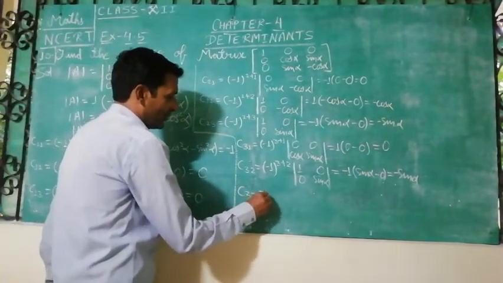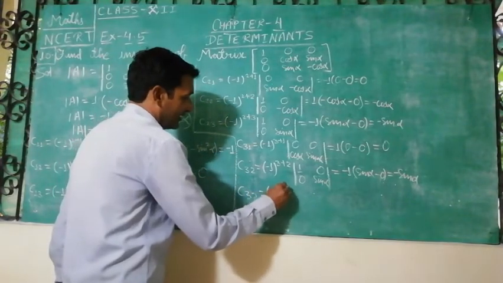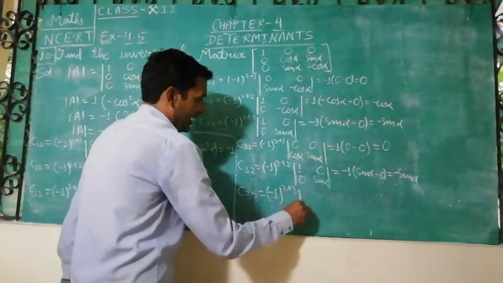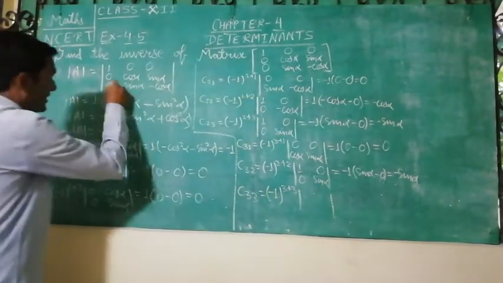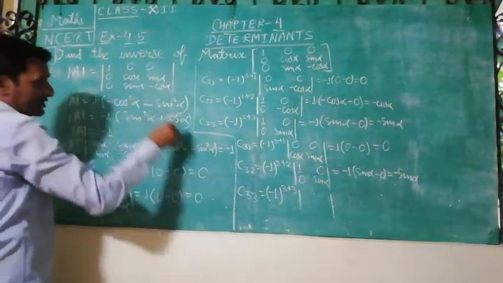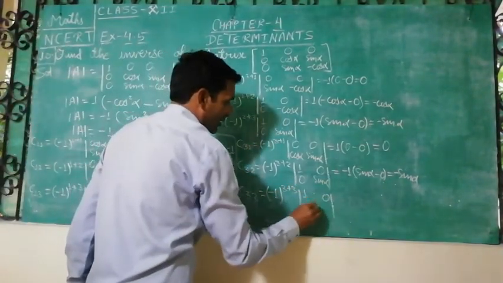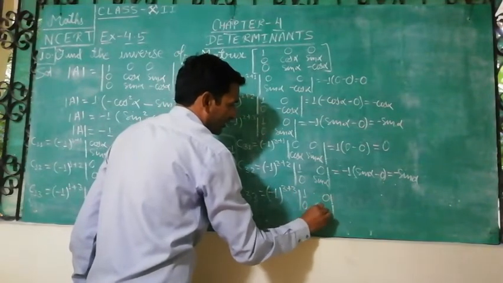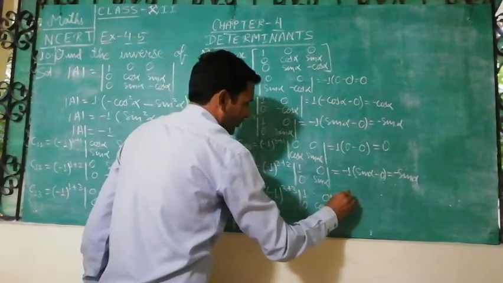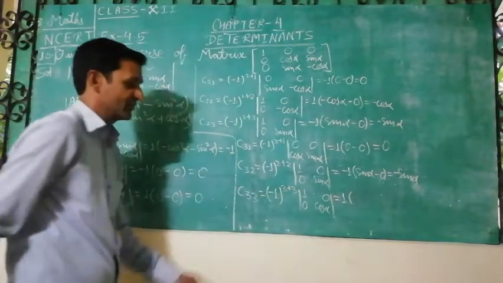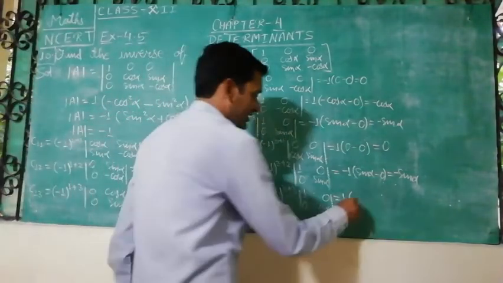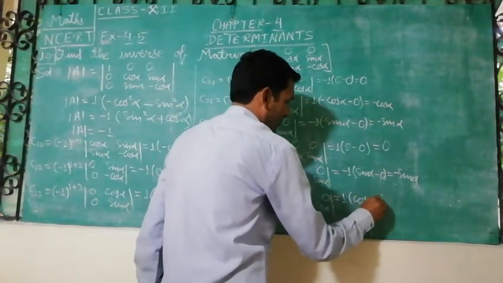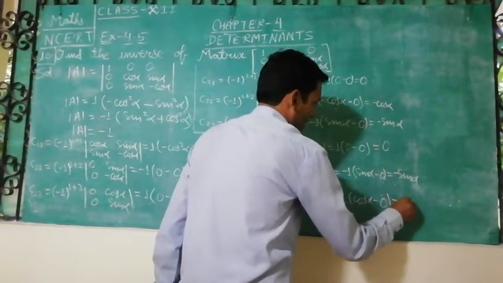Now C33. C33 is equal to minus 1 raised to the power 3 plus 3. And then third row, third column will be eliminated. This and this. So 1 0 0 cos alpha. That is equal to plus 1 because 3 plus 3 is 6, which is even number. Now 1 into cos alpha is cos alpha minus 0. So it will be equal to cos alpha only.